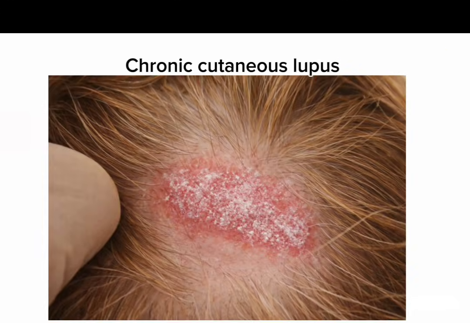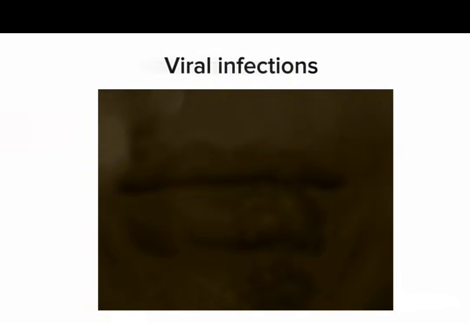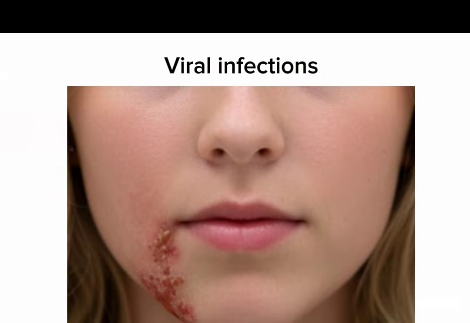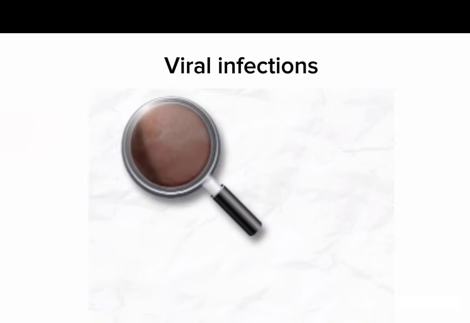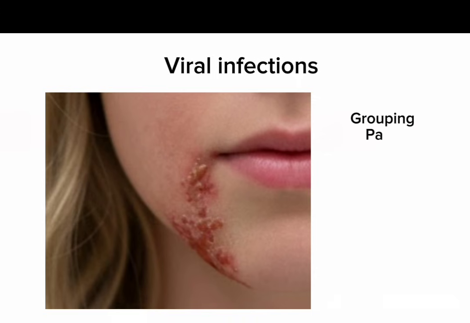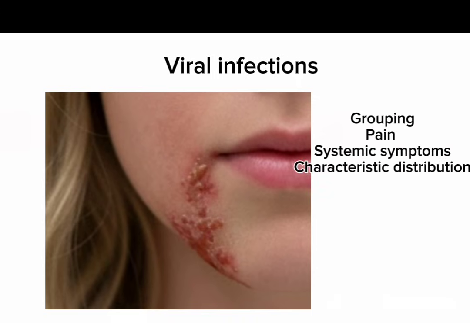scalp. Some viral infections, such as herpes simplex, can also resemble Pemphigus foliaceus. Superficial vesicles rupture rapidly, forming crusted erosions. Clues like grouping, pain, systemic symptoms, and characteristic distribution help differentiate them.